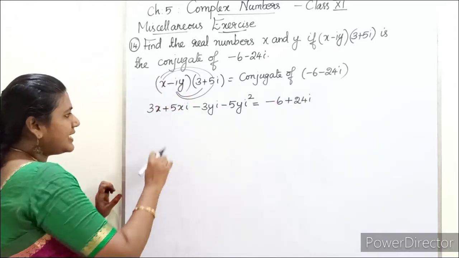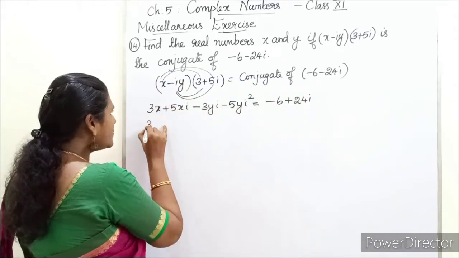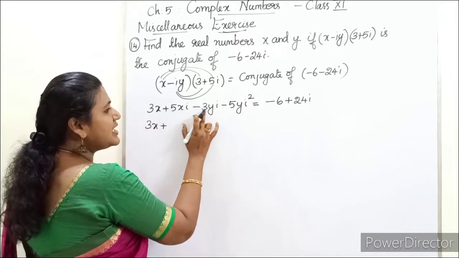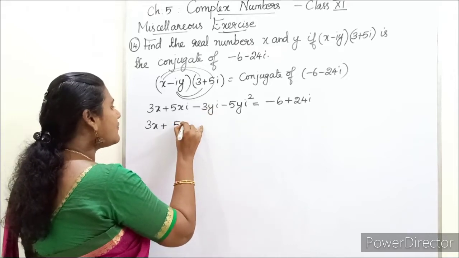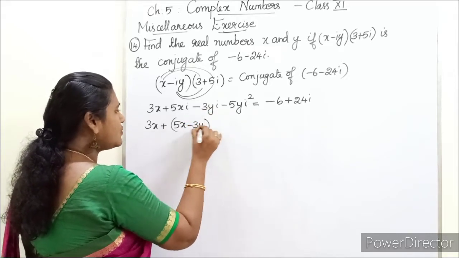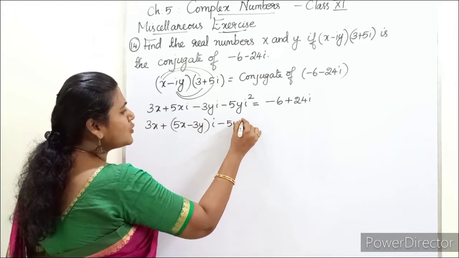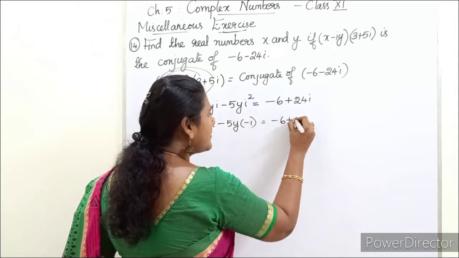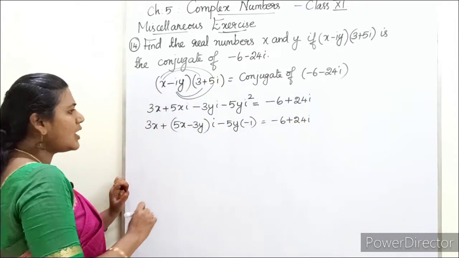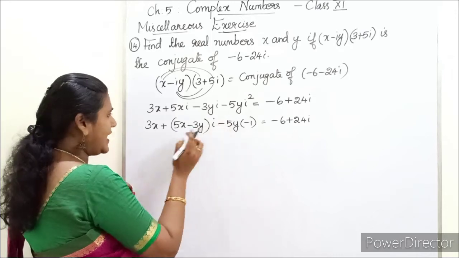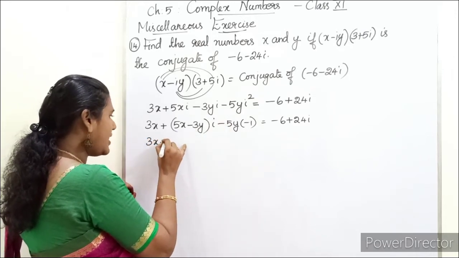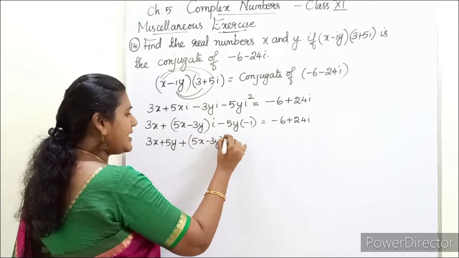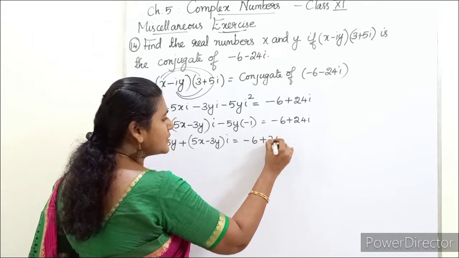Now we will simplify the expression on the left side. So 3x plus 5xi minus 3yi. From these two we will take i common. So (5x minus 3y) into i, and here 5y into i square, what is the value of i square? Minus 1, which is equal to minus 6 plus 24i. Now this will become plus 5y. So (3x plus 5y) plus (5x minus 3y) into i is equal to minus 6 plus 24i.